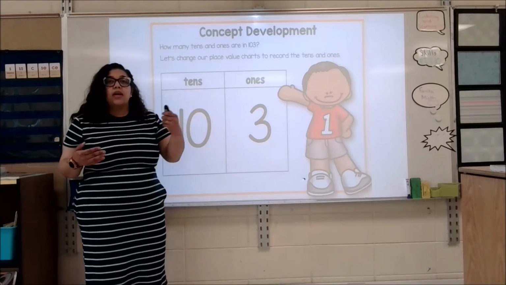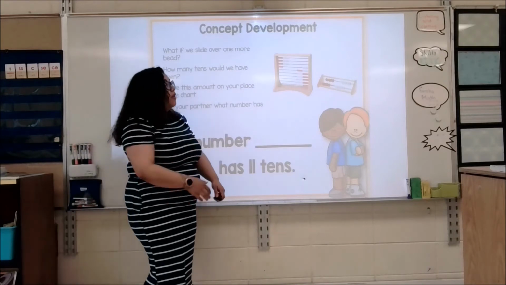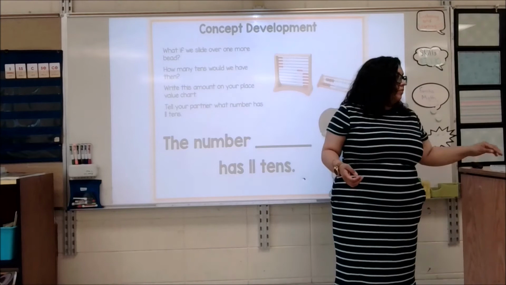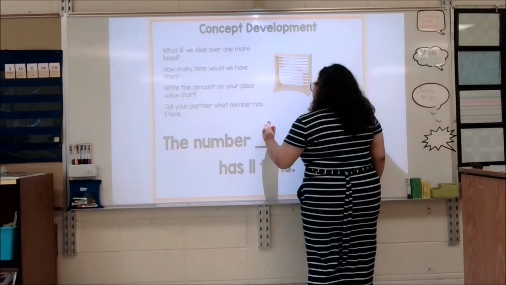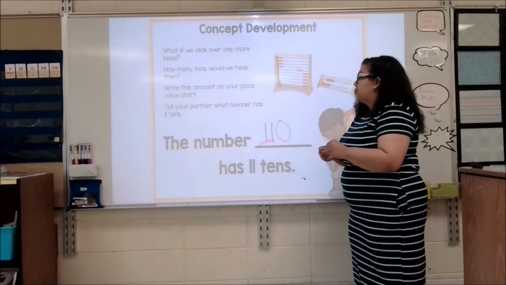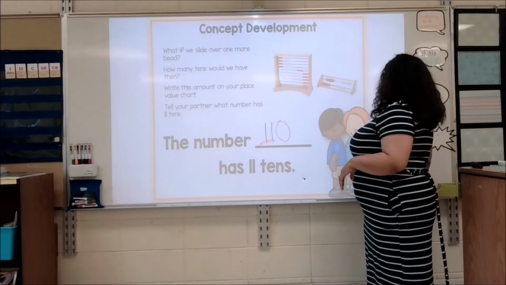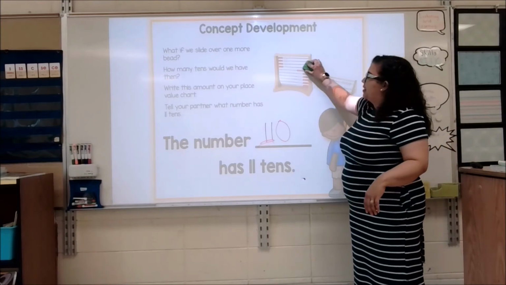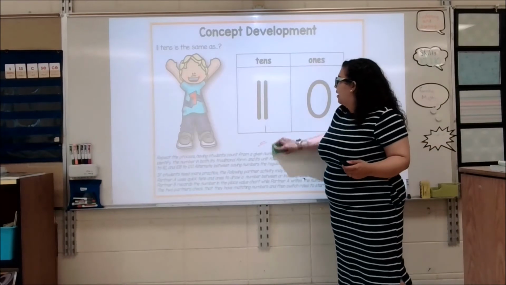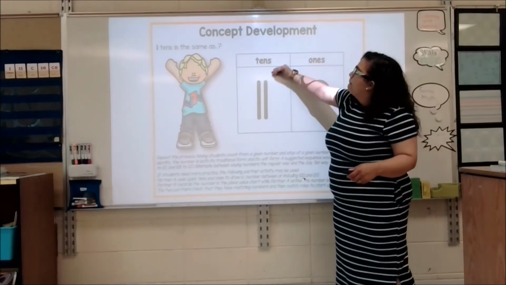And it keeps going and going until eventually we've completed another group of tens. So the number 110 has 11 tens because now I've completed another group of 10. And it keeps going like that because every time you complete a group of 10, you put it over there.